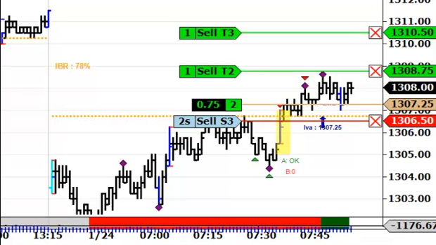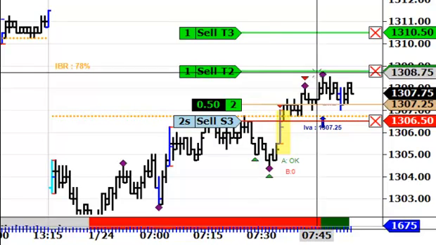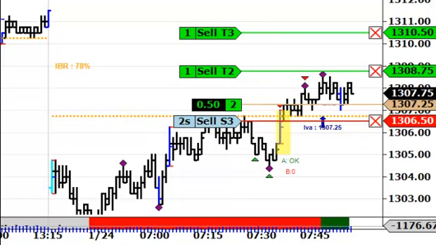and looking to sell 1/4 of our position at plus 6 ticks. And so you can see our sell limit order up here for 1 for target 2, T2 at 1308.75. That's the green tab there.